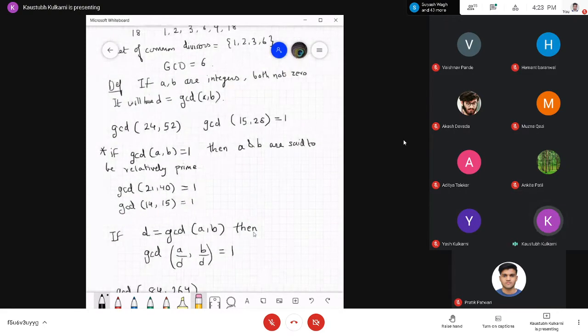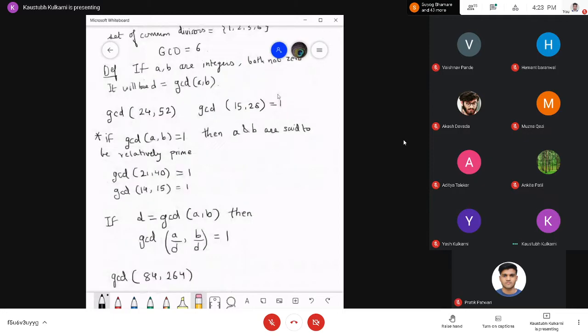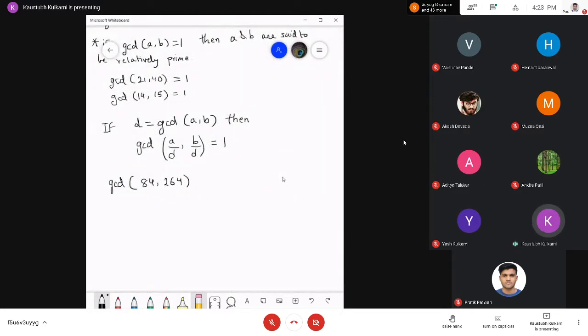So instead of listing out all the factors, what we'll do is perform prime factorization of each. 84 is 2 into 2 into 3 into 7. This is the prime factorization. Similarly, 264, since I already have the calculation with me, is 2 into 2 into 2 into 3 into 11.